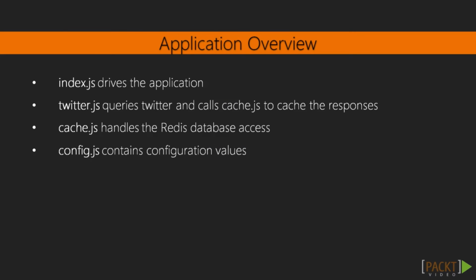And the quick rundown on this is the index.js is actually what drives the application, reads from the command line, and then runs the query. Twitter.js queries Twitter and then calls cache.js to cache the responses. Cache handles the database cache, the Redis cache, and then config has some config values, and we'll go over all this too.